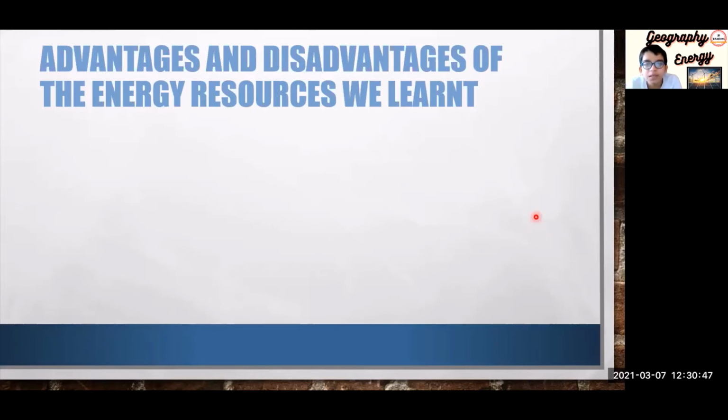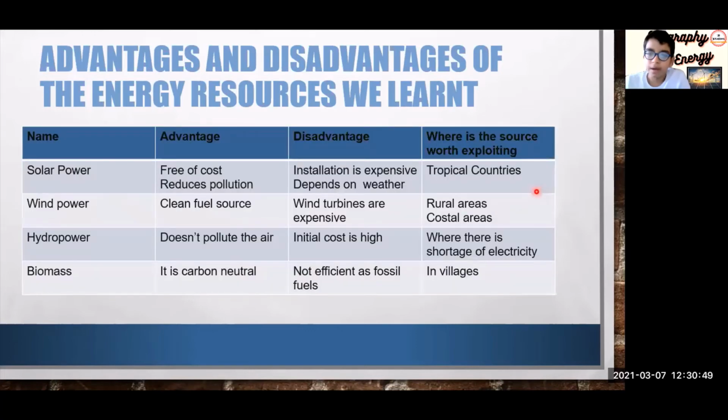Now, advantages and disadvantages of the energy resources we have learned. Now, solar power. Advantage: free of cost, reduces pollution. Disadvantage: installation is expensive. It depends on where the source is worth exploiting, such as tropical countries where there is a lot of sun.